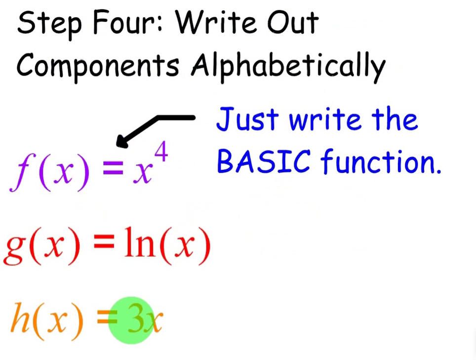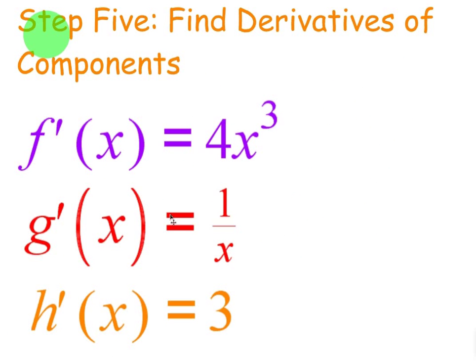So now we're going to take the derivative of each of those. Derivative of this is 4x cubed using the power rule. Derivative of this is 1 over x. That's kind of a special case. It's a special log, and the derivative is just 1 over x, and the derivative of that's going to be 3 using the constant multiple rule. So there's our derivatives.